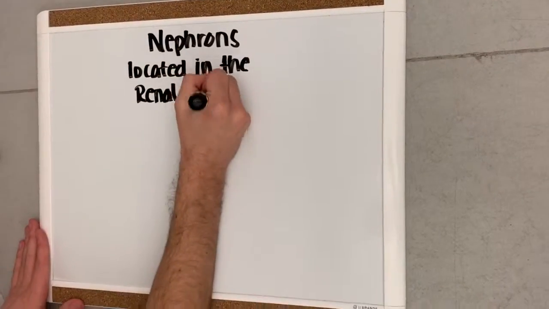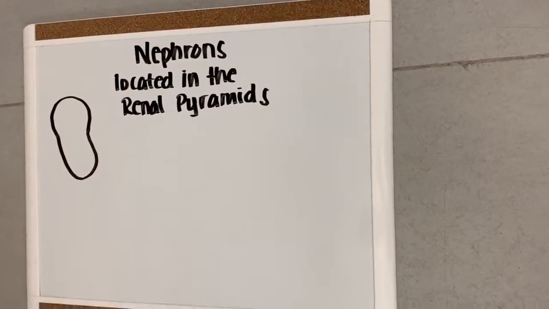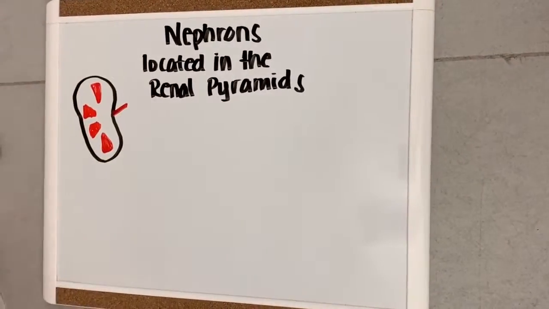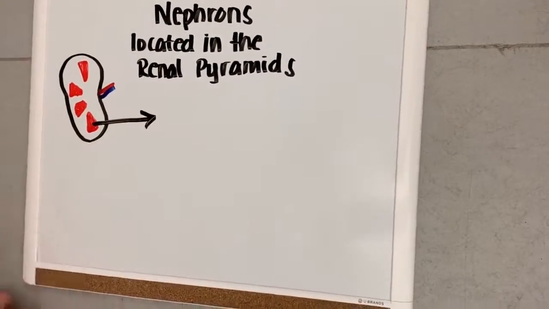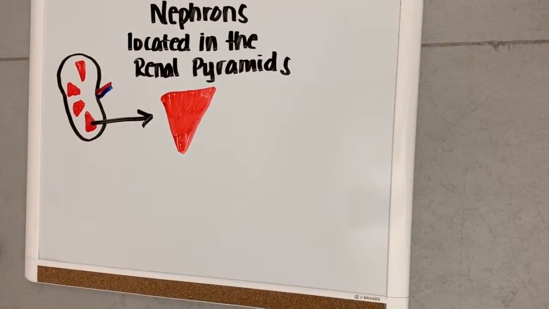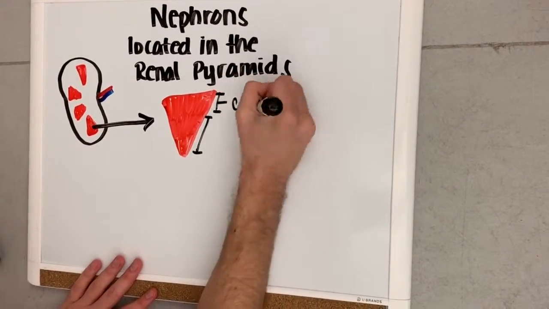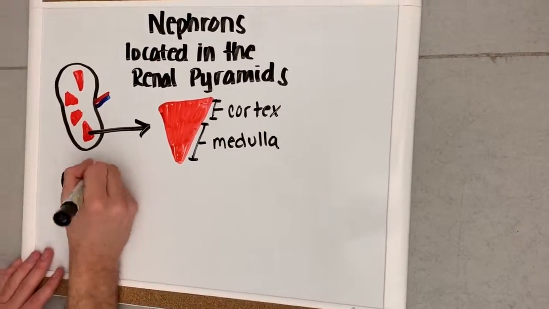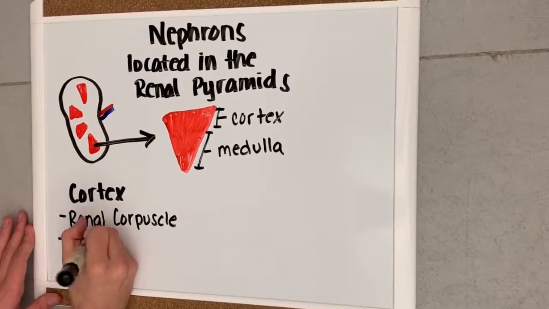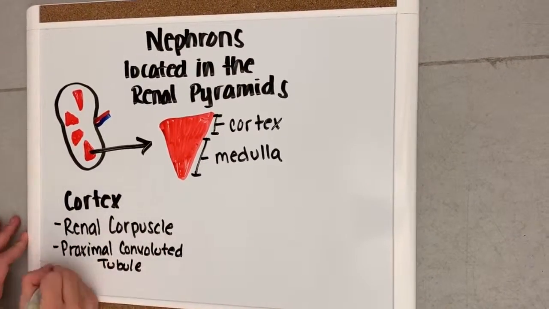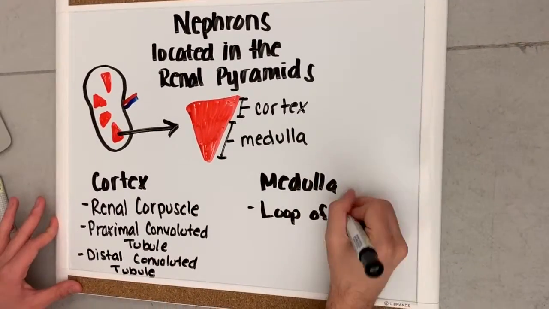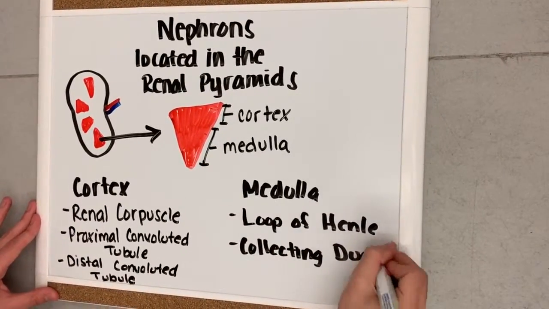The nephrons are located in the renal pyramids of the kidney. Within each renal pyramid are two sections known as the renal cortex and the renal medulla. Within the cortex are located the renal corpuscle, the proximal convoluted tubule, and the distal convoluted tubule. Within the renal medulla is located the loop of Henle and the collecting ducts.